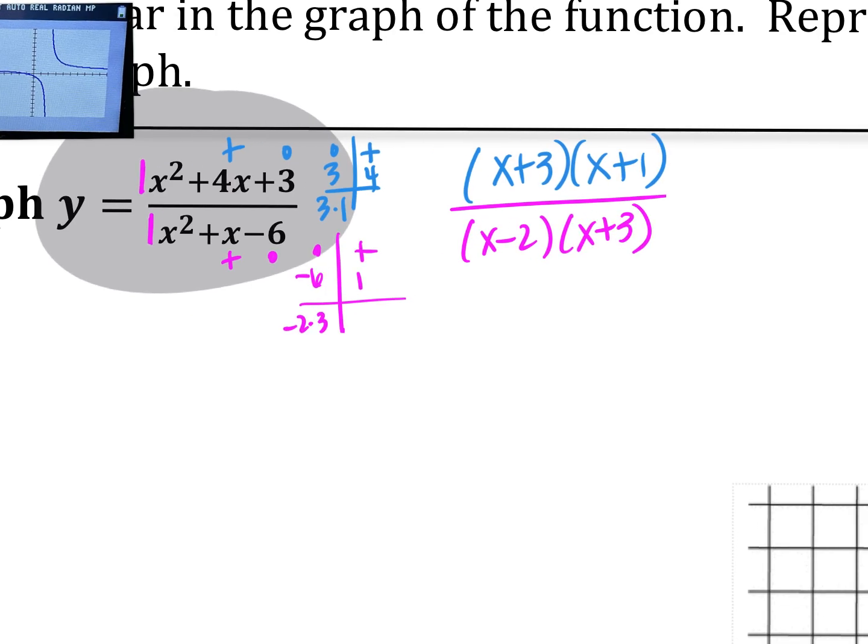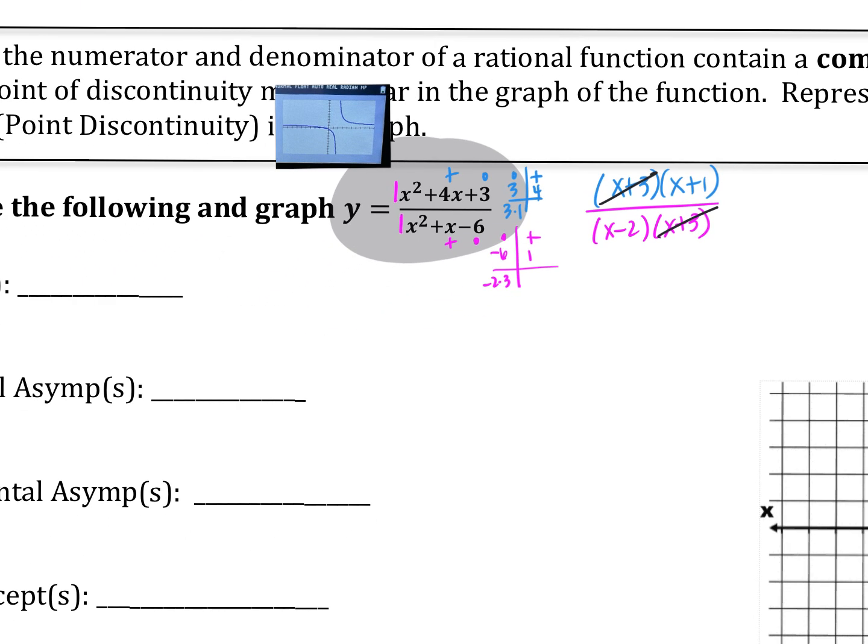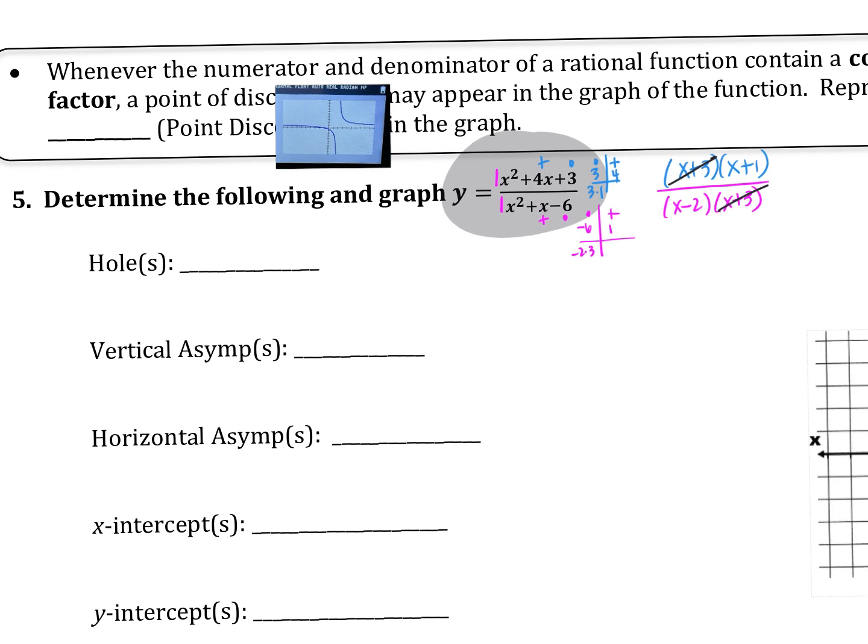Does this have a common factor in the top and the bottom? Do I have the same thing in parentheses? Yeah, don't I have an x plus 3 up here and an x plus 3 down there? Therefore I have a hole. I have a hole wherever that common factor is when it's set equal to 0. When does x plus 3 equal 0? When x is negative 3. So I'm going to say the hole is at negative 3, something. We don't know what it is, but my hole is at negative 3, something.